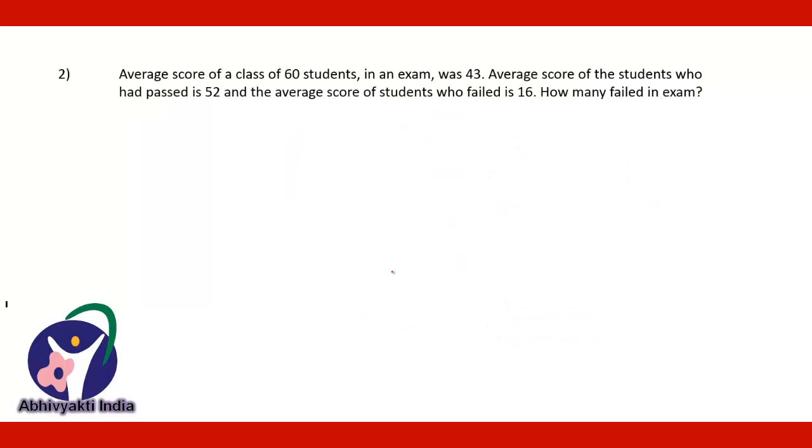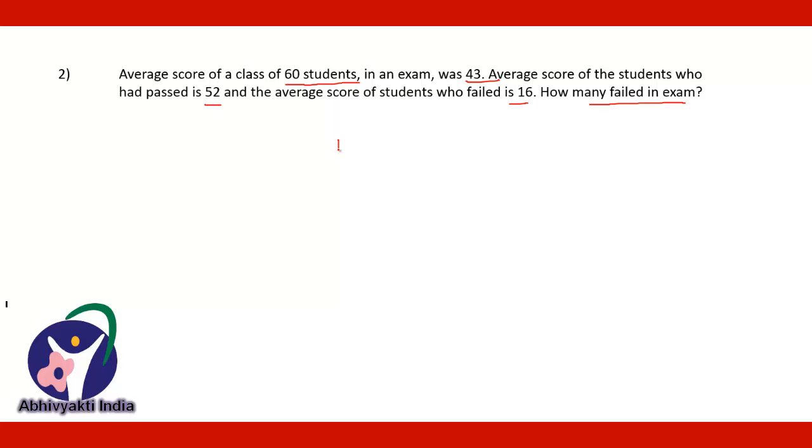Here is another question: average score of a class of 60 students in an exam is 43. Average score of students who passed is 52 and average score of students who failed is 16. How many failed in the examination? Friends, here we will use the rule of allegation.